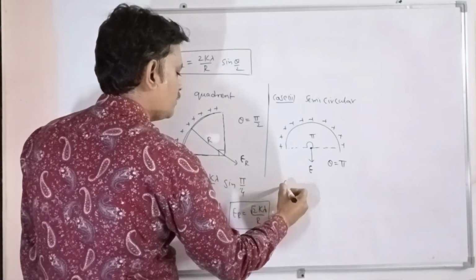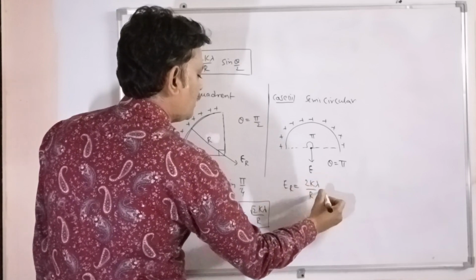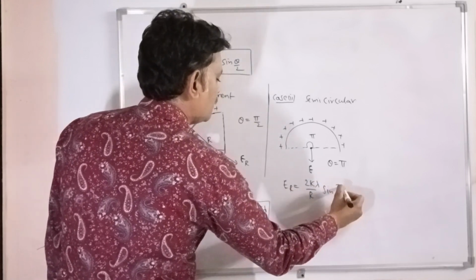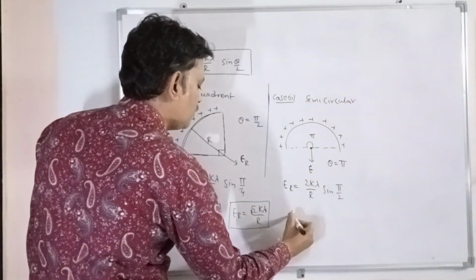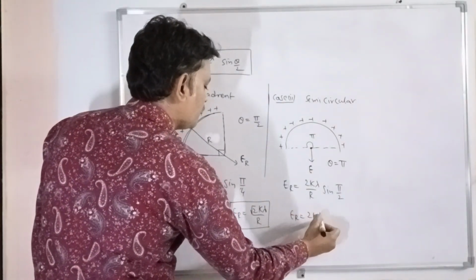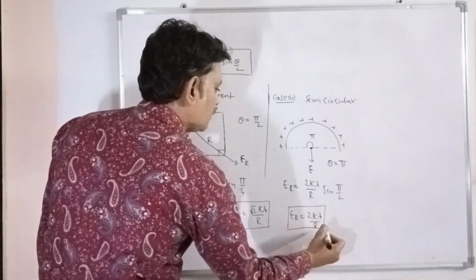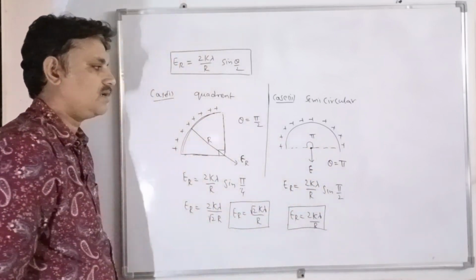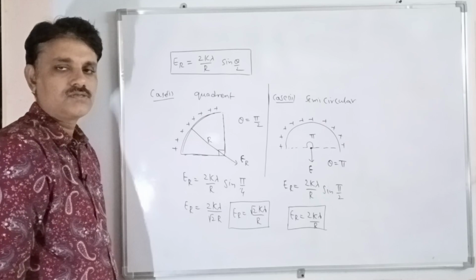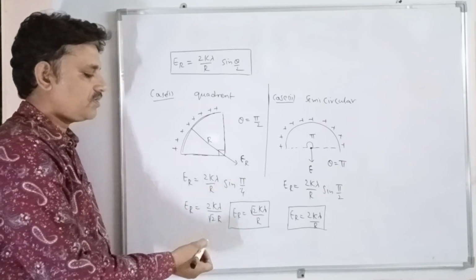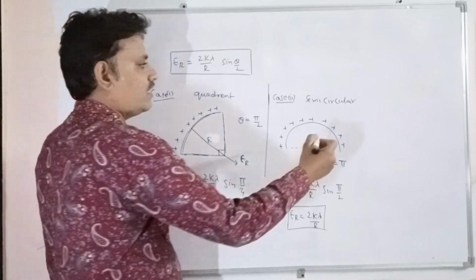Then we know the relation ER is equal to 2k lambda by r into sin theta by 2. Theta by 2 is here pi by 2, and we know the value of sin pi by 2 is 1. So the resultant electric field at point O at the center is 2k lambda by r. So if you know the linear charge density and radius, it is possible to calculate the electric field in these two cases.